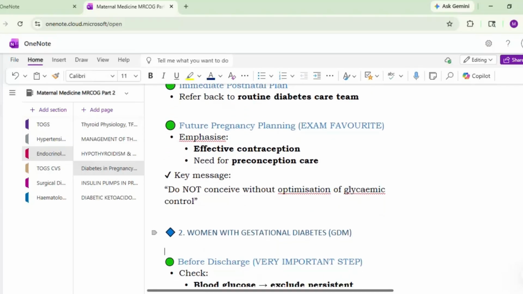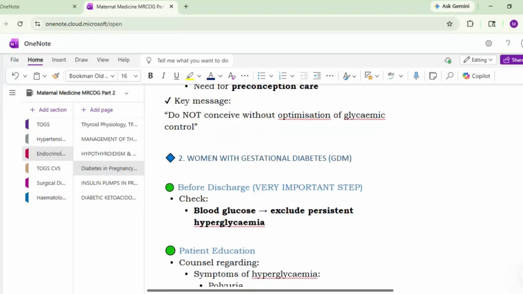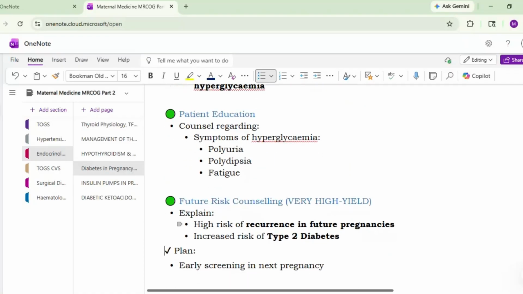Women with gestational diabetes mellitus, before discharge, we will do the blood glucose and exclude persistent hyperglycemia. Generally they ask you what follow-up is indicated for these patients. We will also do patient education, counseling regarding the symptoms of hyperglycemia such as polyuria, polydipsia, fatigue. Then explain the future risk: a high risk of recurrence in future pregnancy and an increased risk of type 2 diabetes.